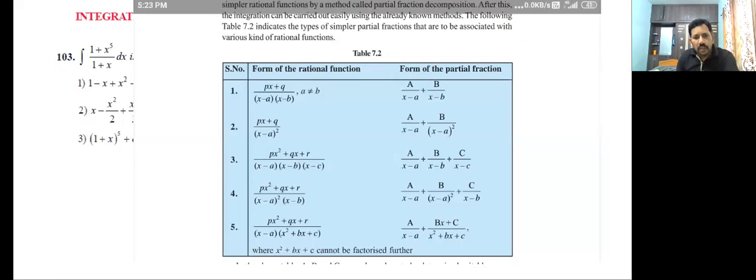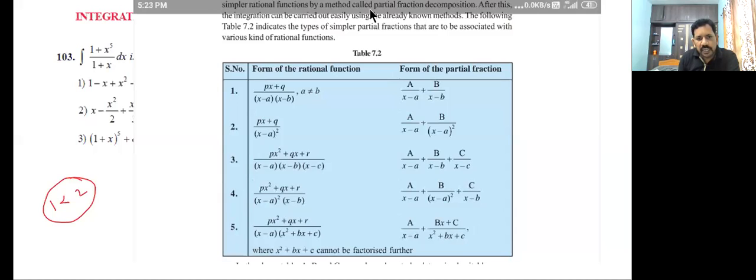Okay. Now see the first one. Px plus q by x minus a into x minus b. Denominator degree is 2, numerator degree is 1. So 1 is less than 2, so it is a proper fraction. X minus a is a linear polynomial, x minus b is a linear polynomial. We can split this as a by x minus a plus b by x minus b.